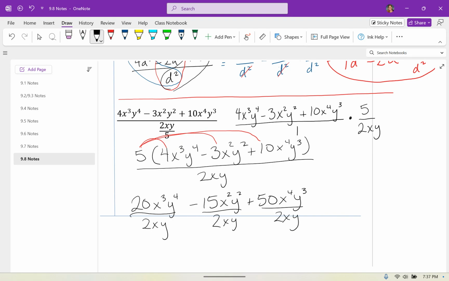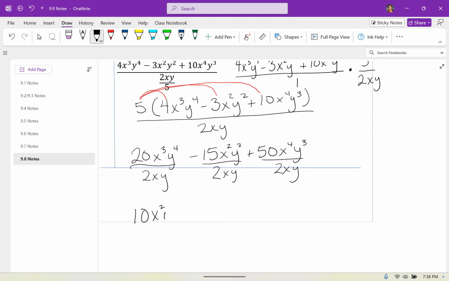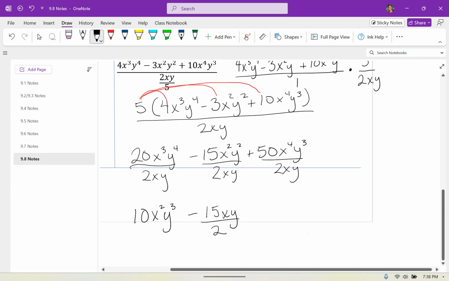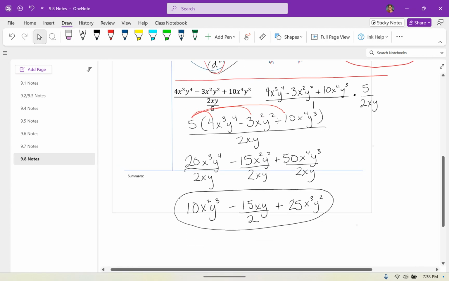Okay, so 20 divided by 2 is 10. X cubed over x is x squared. Y to the fourth over y is y cubed. Okay, so 15 over 2 doesn't reduce, so I'm just going to leave it 15 over 2. And x squared over x is x. Y squared over y is y. Plus 50 divided by 2 is 25. X to the fourth over x is x cubed. Y cubed over y is y squared. Okay, that is the fully factored and reduced version.